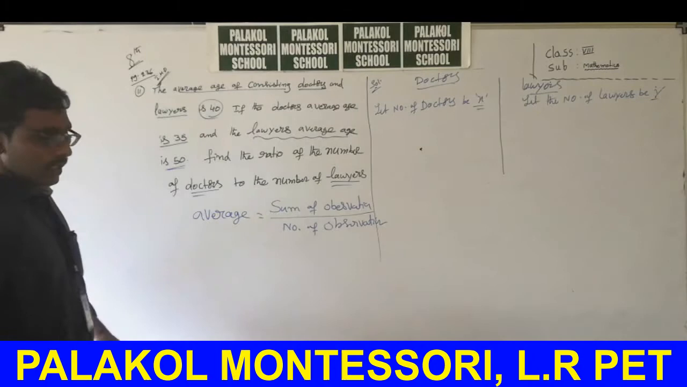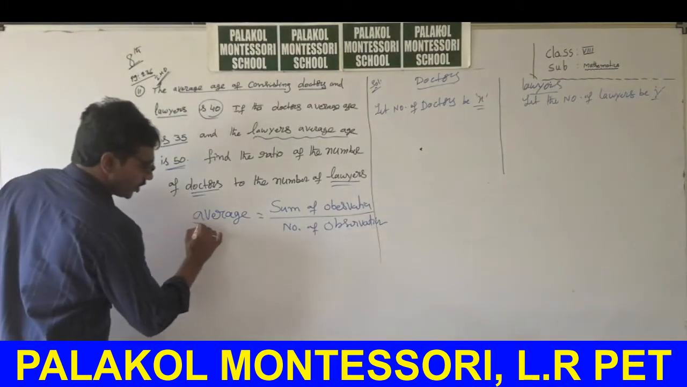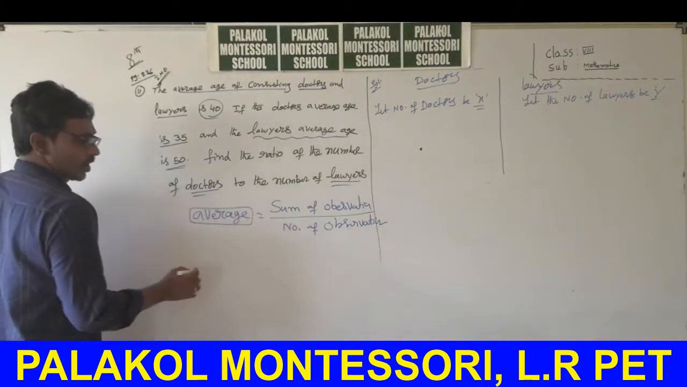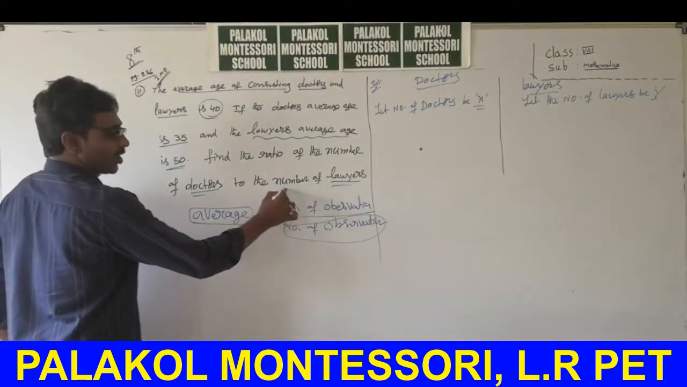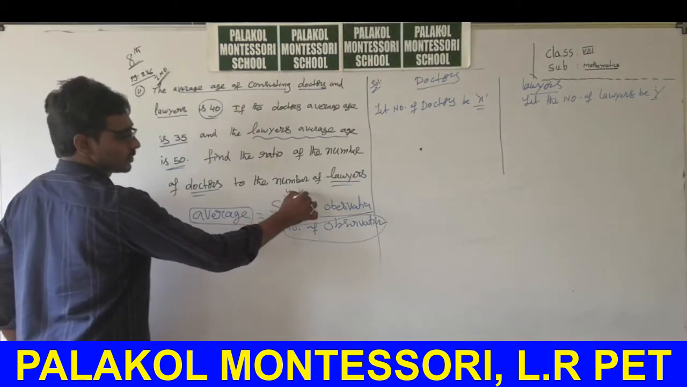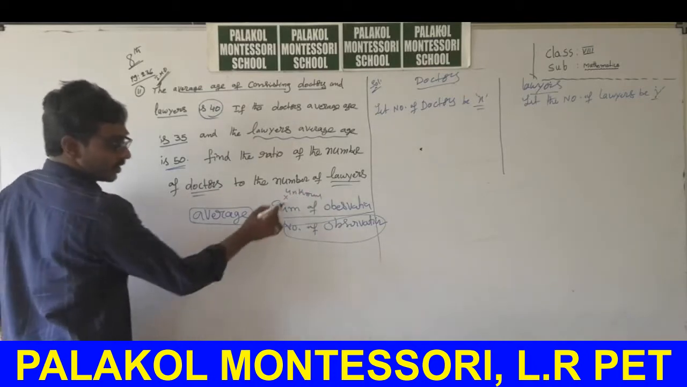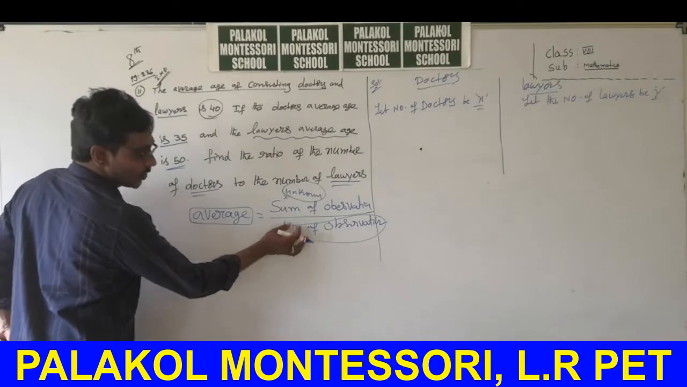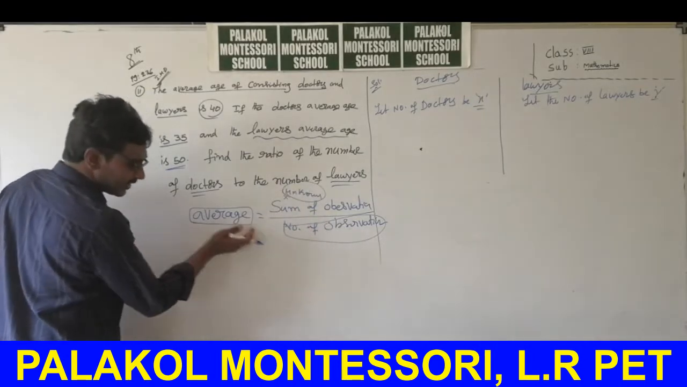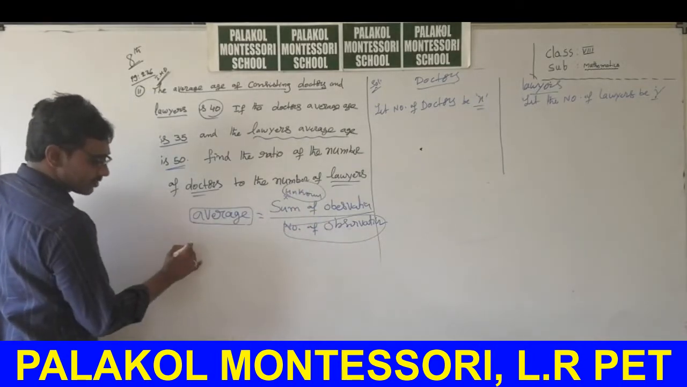Observations. Guys, suppose you know this value, you know this value, and this one is an unknown value. So, how do we find this unknown value? This is divisible by the unknown value.